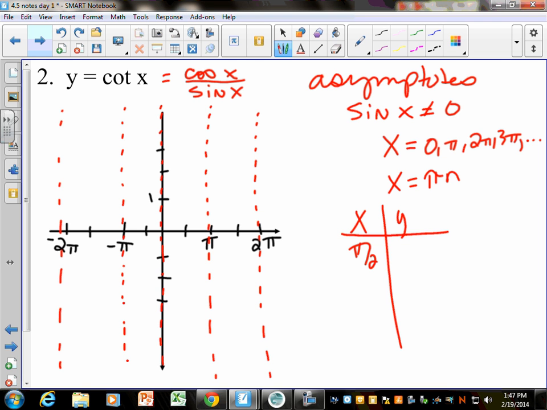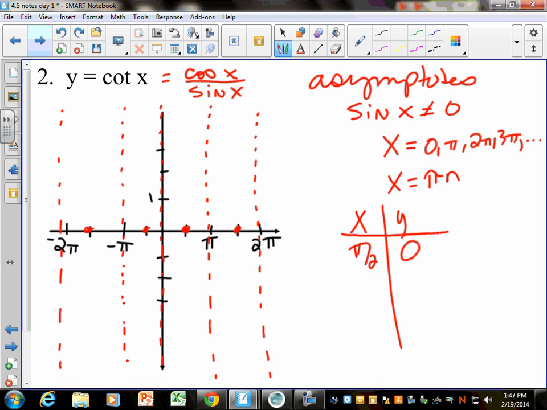What is the cotangent of pi halves? Because it's x over y, 0 over 1. So again, notice halfway in between your asymptotes is 0. And guess what? That's always going to be true. Just like on tangent, the asymptotes are in different spots, but halfway in between is always going to be 0.